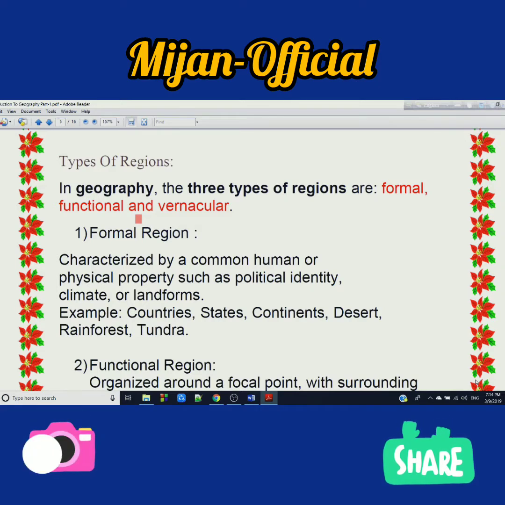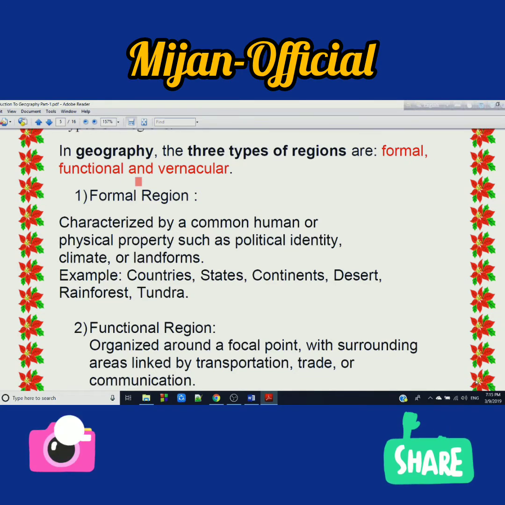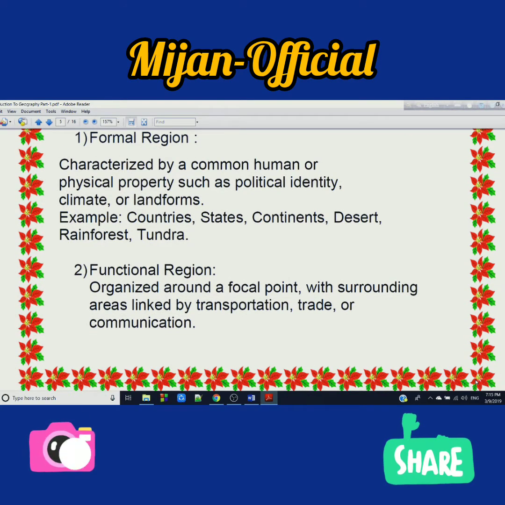Number one, formal region. A formal region is characterized by a common human or physical property such as political identity, climate, or landforms. Examples: countries, states, continents, desert, rainforest, tundra. Number two, functional region. A functional region is organized around a focal point with surrounding areas linked by transportation, trade, or communication.